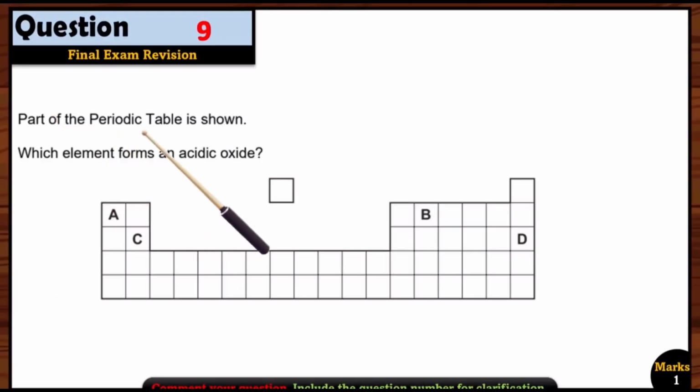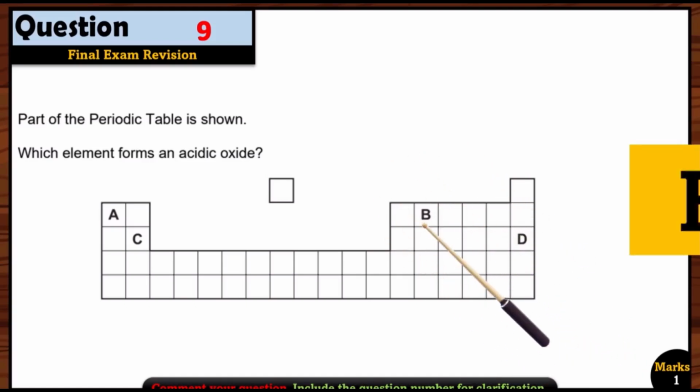Let's see question 9. Part of the periodic table is shown. Which element forms an acidic oxide? We already know that non-metals usually make acidic oxides. So where we have non-metals, of course, B. Because this is group A, these are inert. They don't form any oxide and they don't react because they are noble gases, right? So B is the right option over here because it's a non-metal.